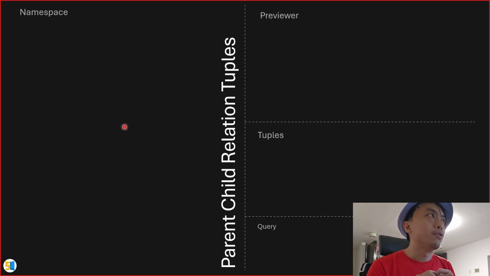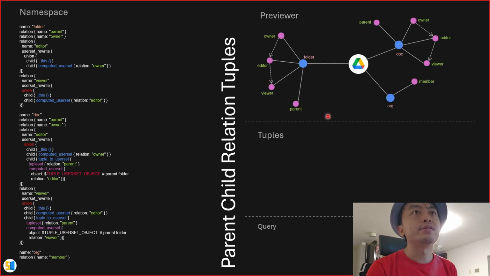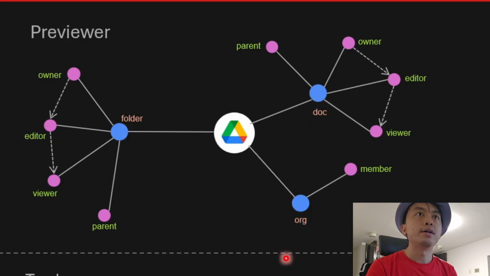So we can configure the namespace to accommodate that condition, and this is the namespace. It's huge, but let's see the preview first. So now in Google Drive we have three namespaces: folder, doc, and organizations. The new one, folder, also has owner, editor, and viewer relations, and they're also concentric, but in addition it has a parent relation. Documents also have a parent relation.